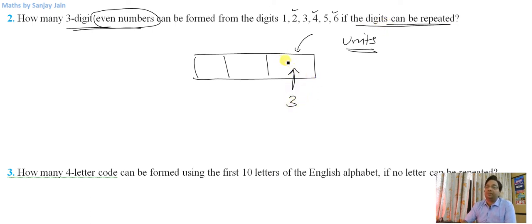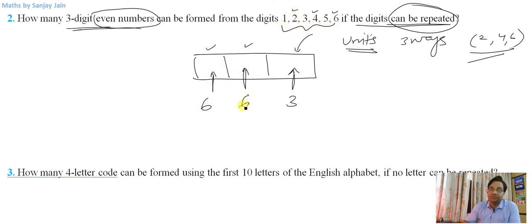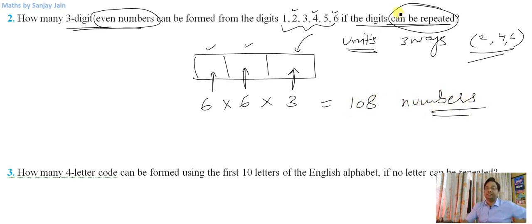The units place can be filled in 3 ways. And what are those ways? 2, 4 or 6. These are the only 3 ways I can fill this units place. Now apart from the units place, there is no restriction on this place or this place, because digits can be repeated. So I can fill this place with any of these 6 digits. That is 6 ways to fill this place and 6 ways to fill this place. So the total number of 3-digit even numbers that I'll have is 6 into 6, 36 into 3, that is 108. Such numbers will be there. Digits can be repeated. Okay.